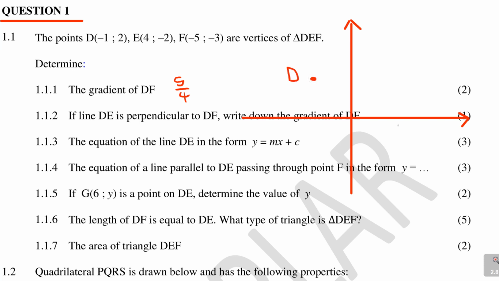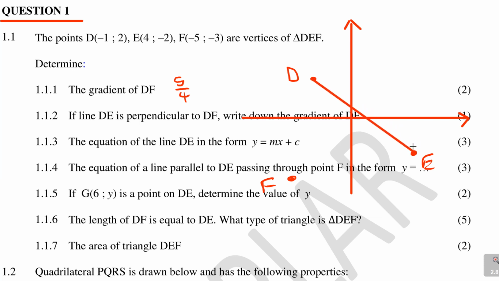And then E is (4, -2). Let's say E is somewhere there. And then F is (-5, -3). Maybe F is somewhere here. You see? So they are saying DE, there is D and E.